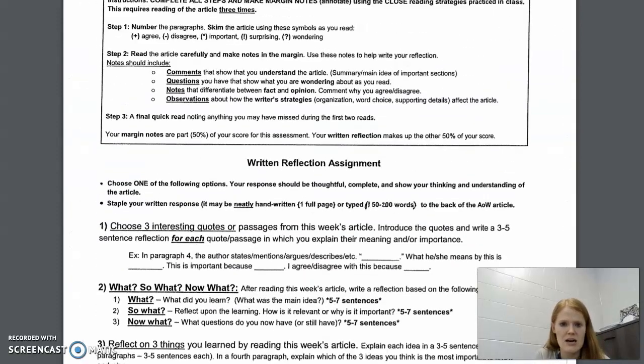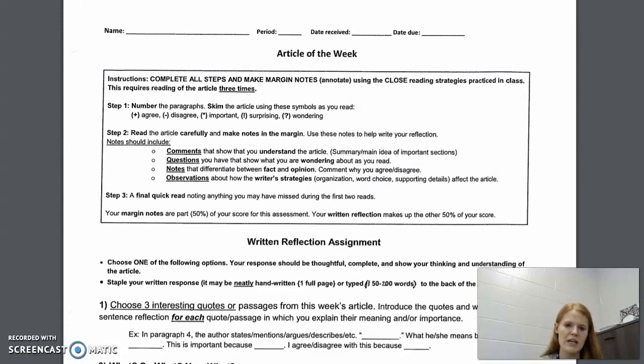I will be posting your article of the week every week on Monday, and it's due on Friday. So you have basically all week to work on it. You will be uploading your annotations, as well as your reflection. Okay, so it's kind of a 2-part assignment. Please make sure when you are uploading your annotations that you are using the OneDrive app on your phone. You can go through those instructions on Teams, like how to upload that, but basically it should be one document that has your annotations and one document that has your written reflection.